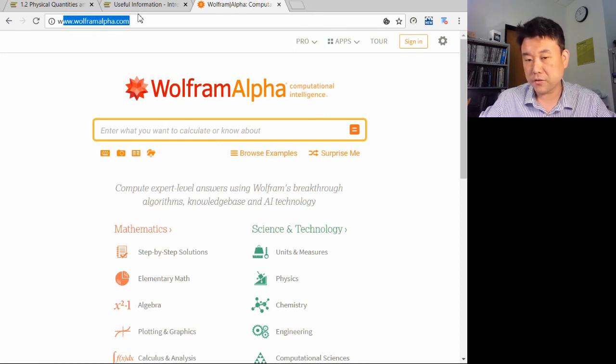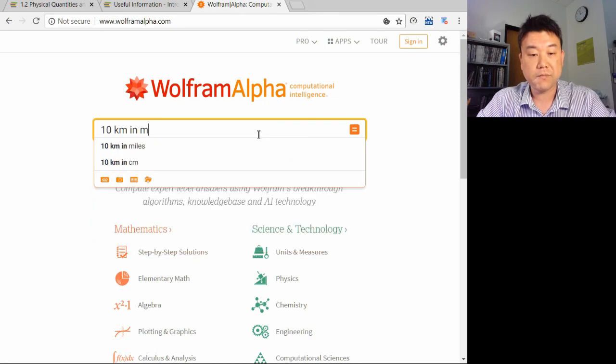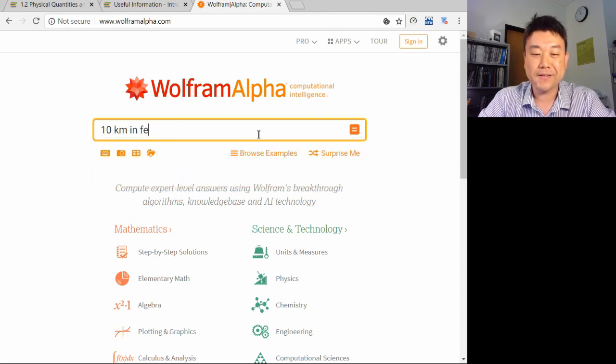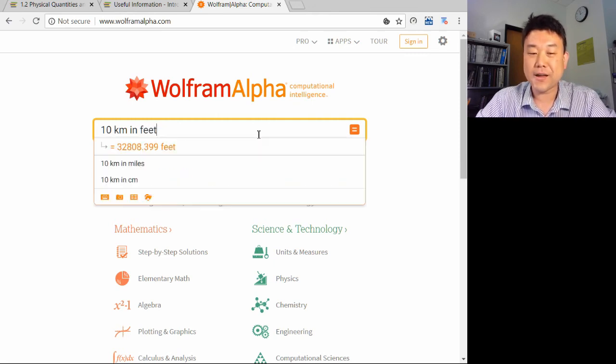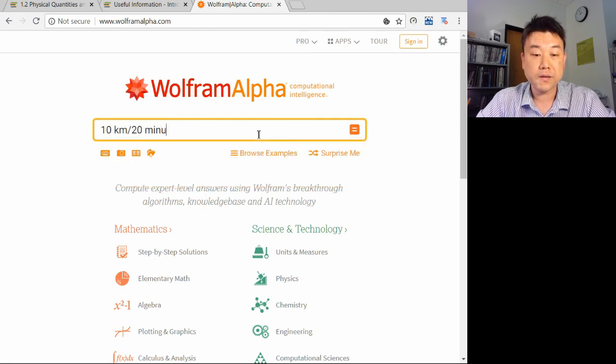There are some features that you can only access with a pro account, but I don't think we do anything in this class that you really need it for. This search engine is aware of units, so you can have it actually do the conversion for you. So let's take the first example, 10 kilometers in miles. Well, 6.137 miles, or in feet, 32,800 feet.